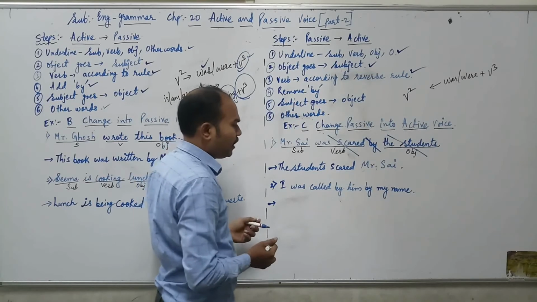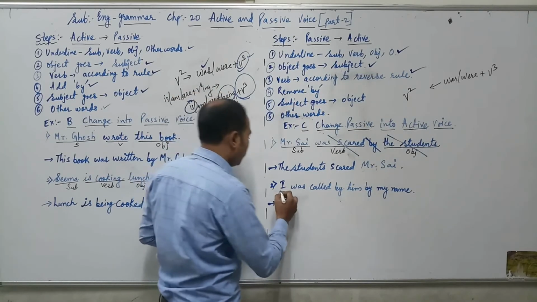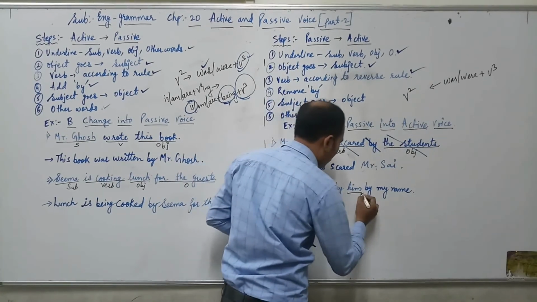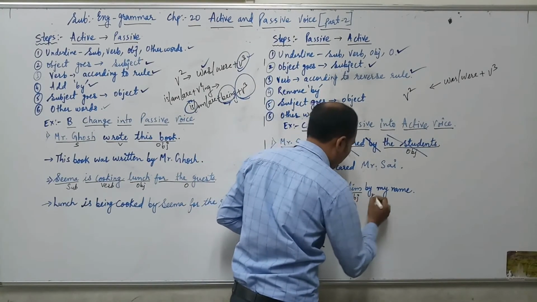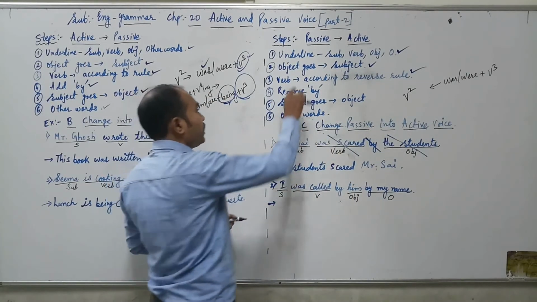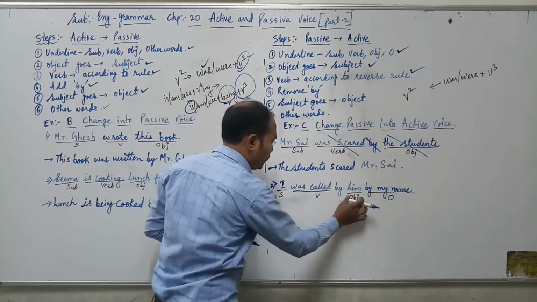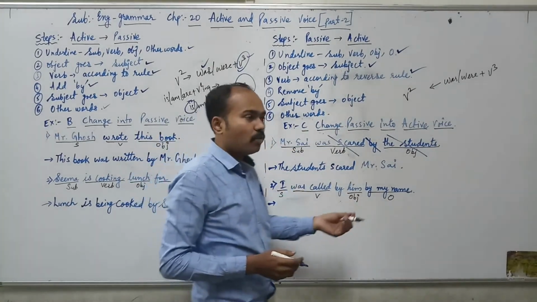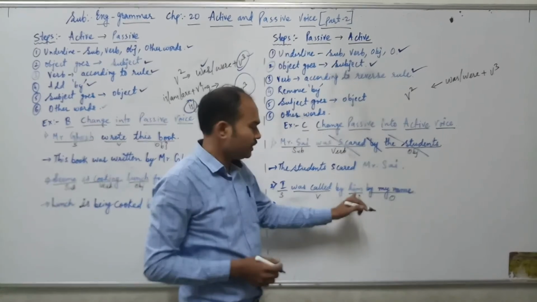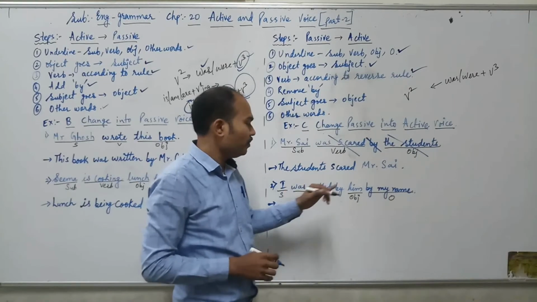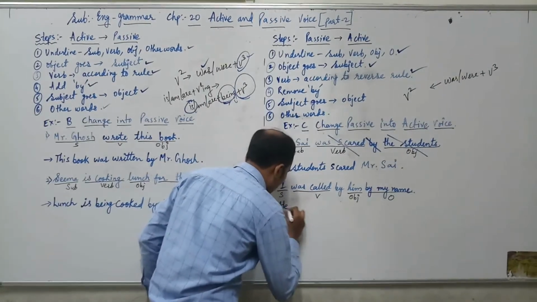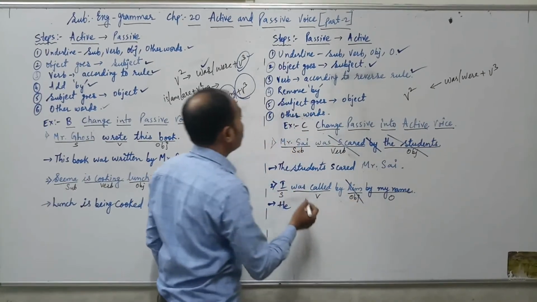I was called by him by my name. Underline the subject, the verb, object and other words. After underlining, object goes to the place of subject. Object is him. So pronoun how to change, that also we have seen. So this pronoun is in objective form. It is in passive form. In active form, we are going to write down as he. He. So object is done.